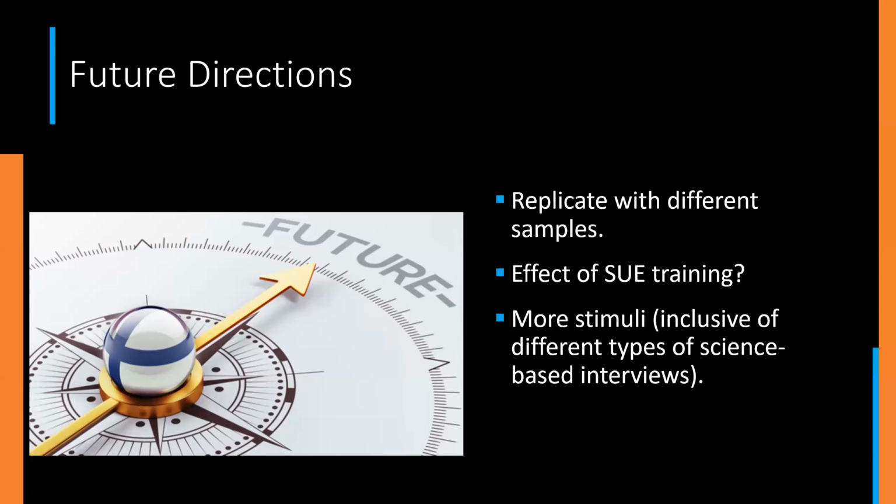And lastly, it would be great to test these questions using stimuli that come from different types of science-based interviews. These are interviews that are rapport-based, interviews in which productive questions are used instead of unproductive questions. Do different types of science-based interviewing techniques have different impacts on observers' ability to accurately assess interviewee culpability?